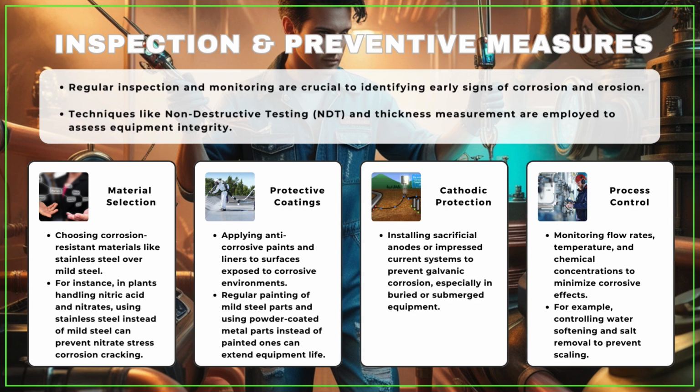Process control, monitoring flow rates, temperature, and chemical concentrations to minimize corrosive effects. For example, controlling water softening and salt removal to prevent scaling. These measures ensure the longevity and safety of our equipment and operations.